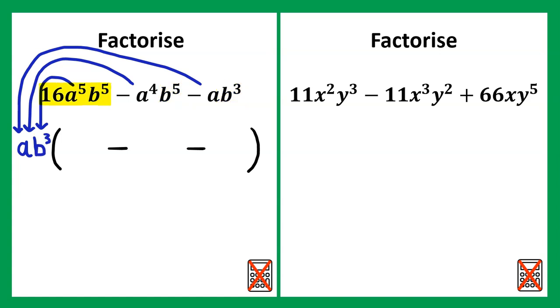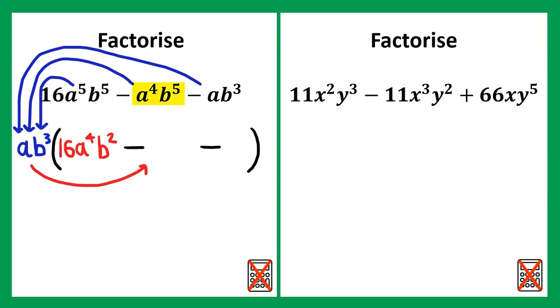So working forwards and working out what I need to multiply ab cubed by to get 16a to the power of 5, b to the power of 5. Firstly, I would need to multiply by 16. A would need to be multiplied by a to the power of 4. B would need to be multiplied by b squared.